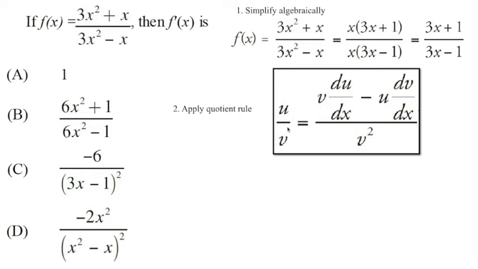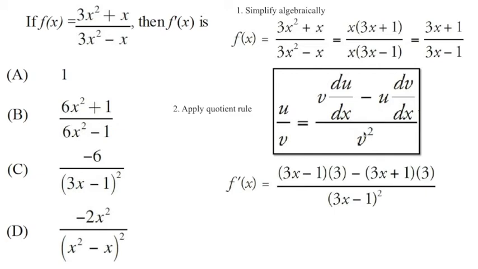if we have a rational expression where both the top and bottom are polynomials or are functions, then we can take the derivative of that u, which is the numerator, over v, which is the denominator, by expressing it in terms of v, the denominator, times the derivative of the numerator, minus the numerator times the derivative of the denominator, over the denominator squared.